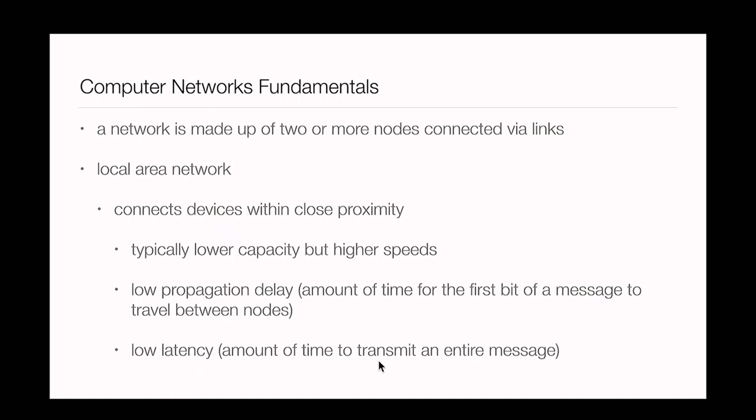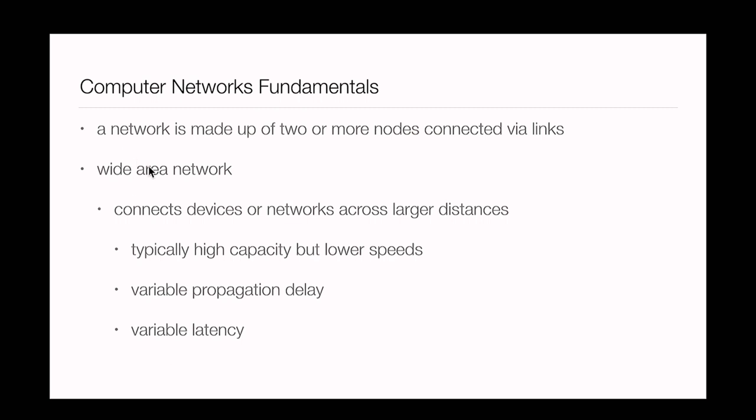Latency is the amount of time it takes to transmit an entire message. Again, on a local area network, the speed is typically very fast, so the time it takes to send a message is typically very small. So you get both low propagation delay and low latency. Transmission times are also very predictable on these kinds of networks.